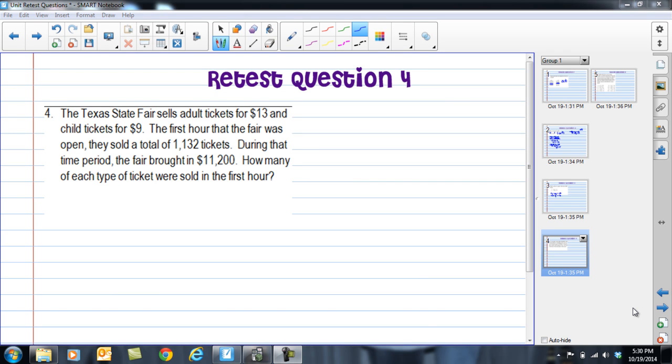All right, retest question 4 is a word problem, and there are several steps that we have to follow whenever we are solving a word problem. The first thing we're going to do is read the question. So that's where we're going to start.